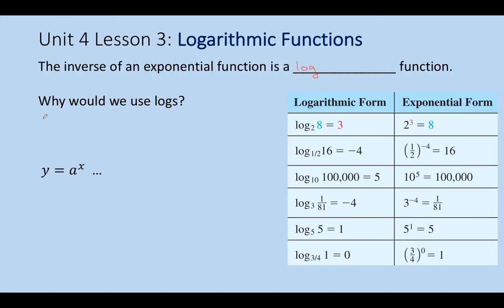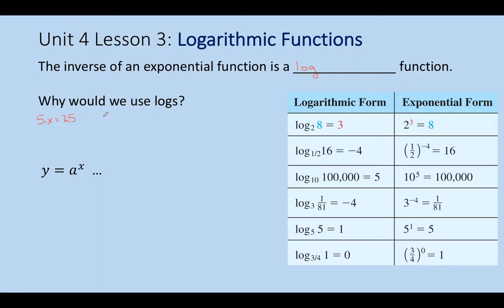Remember way back in the day when we would solve one-step equations? Like if I had 5x equals 25, we would do the inverse operation here. The inverse of multiplication would be division, and we would just divide both sides by 5, and we would get 5.